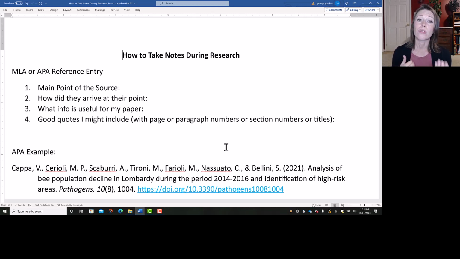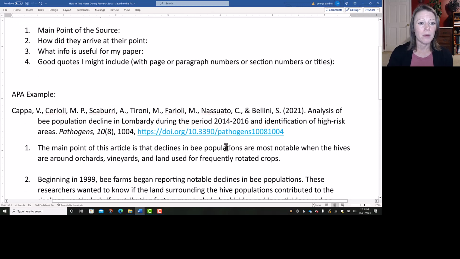And then make sure that if you are copying and pasting, go ahead and put quotation marks around stuff. And go ahead and put the page or paragraph numbers or section numbers or titles, whatever identifying location information for any quotes. Here is an APA example.